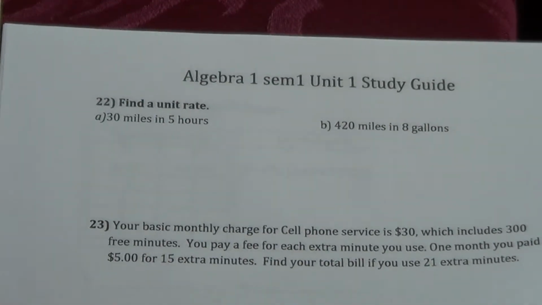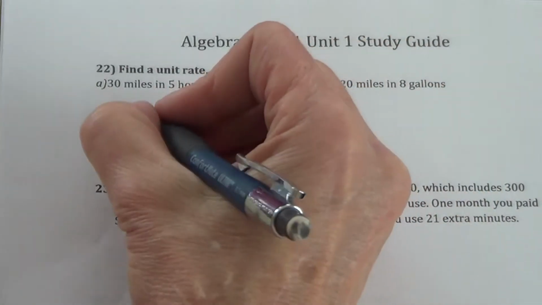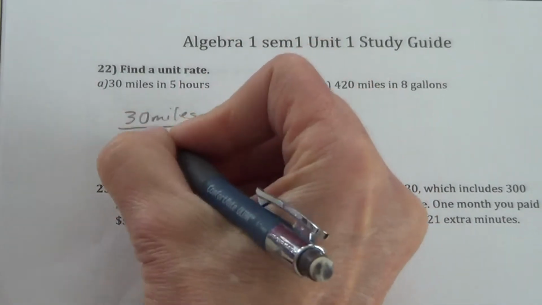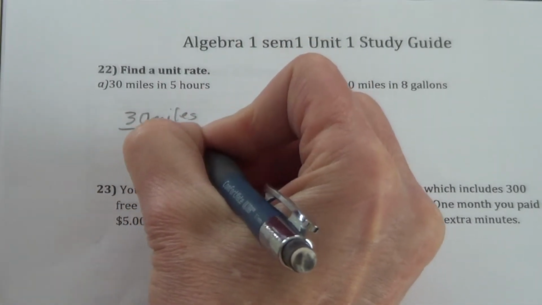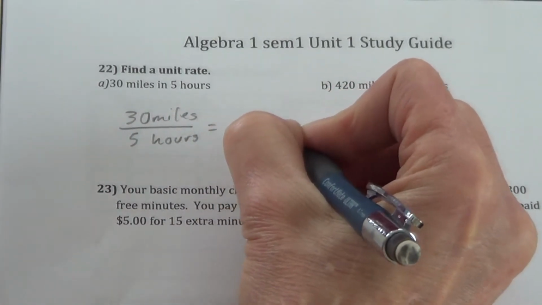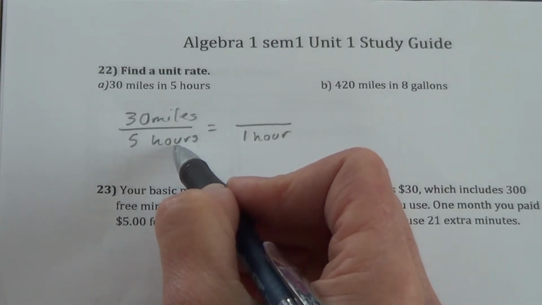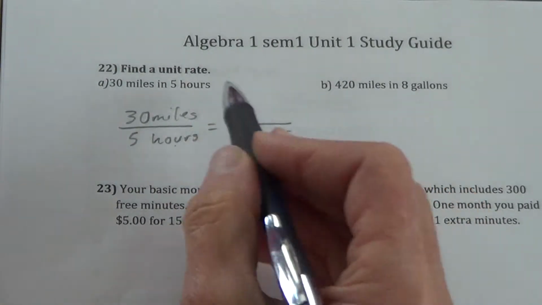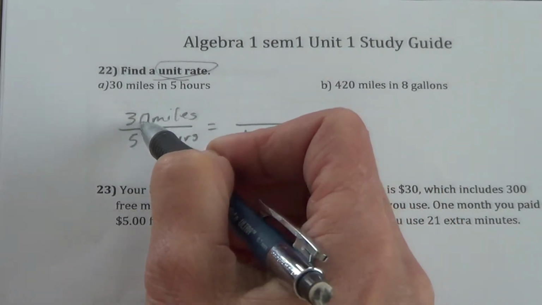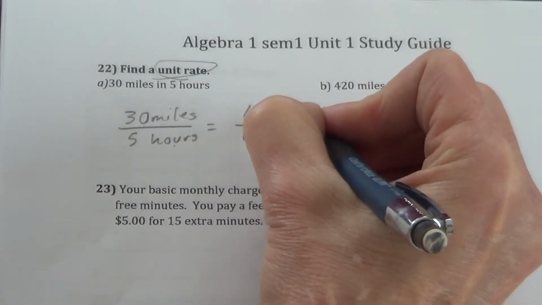Find the unit rate. Remember unit rates, in class we talked about a little bit? It is simply taking the rate given, 30 miles over 5 hours, and reducing it to what it would be over 1 hour. If I go 30 miles in 5 hours, how far am I going per hour? That's what a unit rate means. I would just simply divide 5 into 30, and I would get 6 miles per hour.